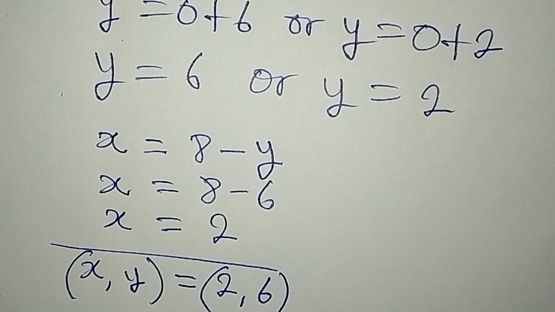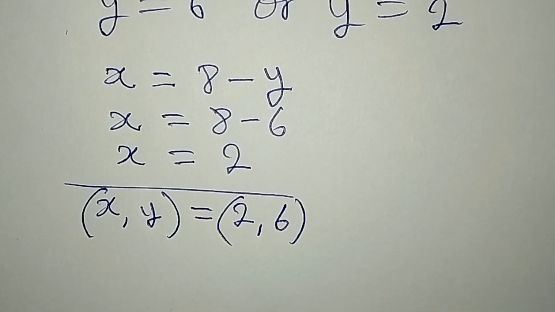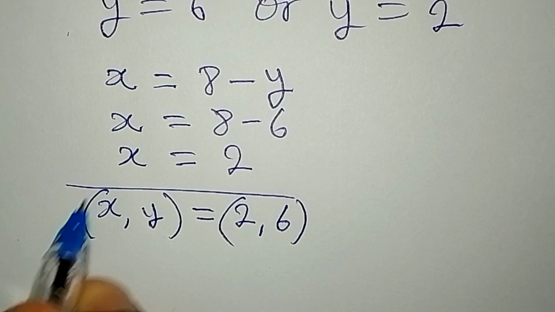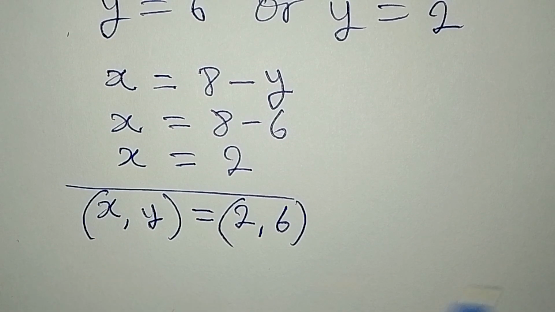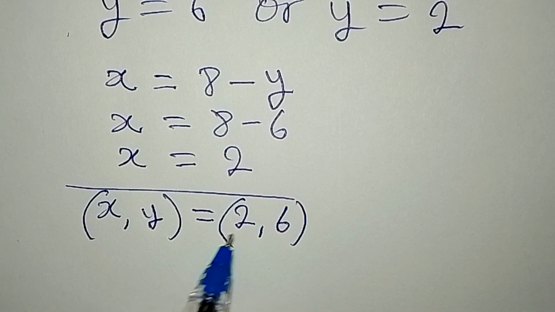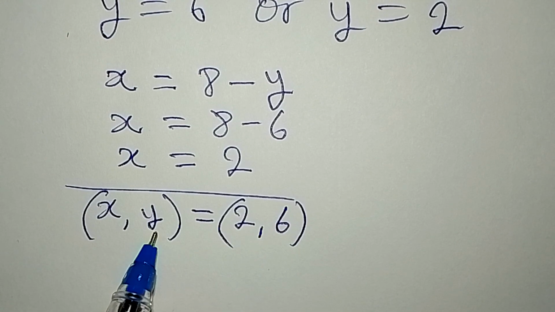Now some persons may not understand what this is, right? This is our coordinates, the x and the y. So the first one here is for the x, while the 6 here is for the y.